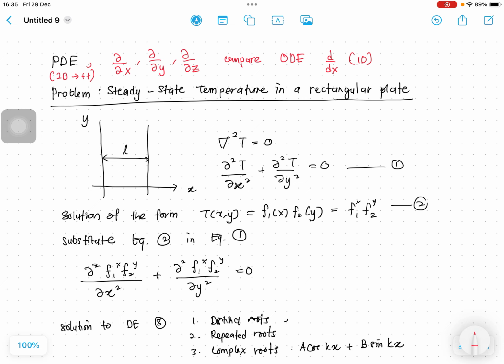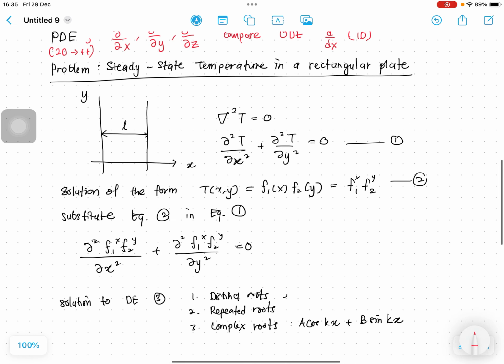All right. We will try to look at the problem of steady state temperature in a rectangular plate. So let's look at this as a rectangular plate with respect to x and y. So you have a two-dimensional system. This plate has a size of L. You can have a temperature over here and also temperature over here, and also on the side of the plate you can have some temperature reading.